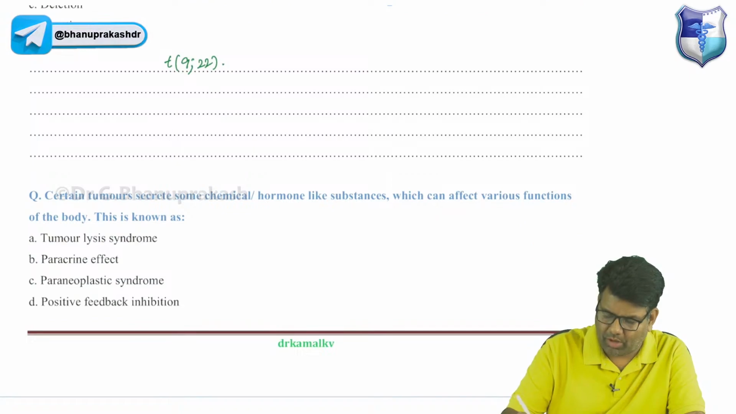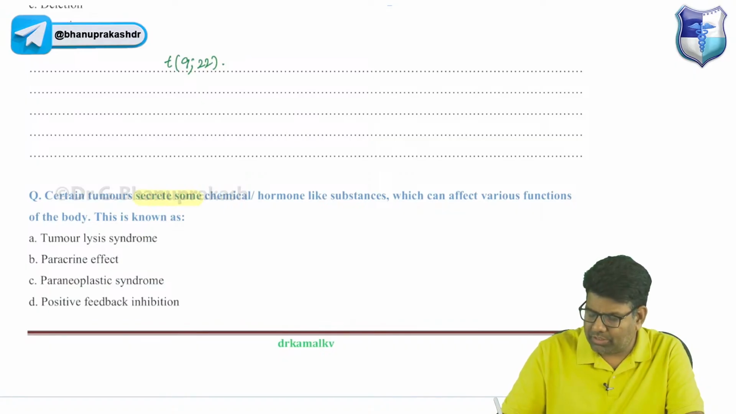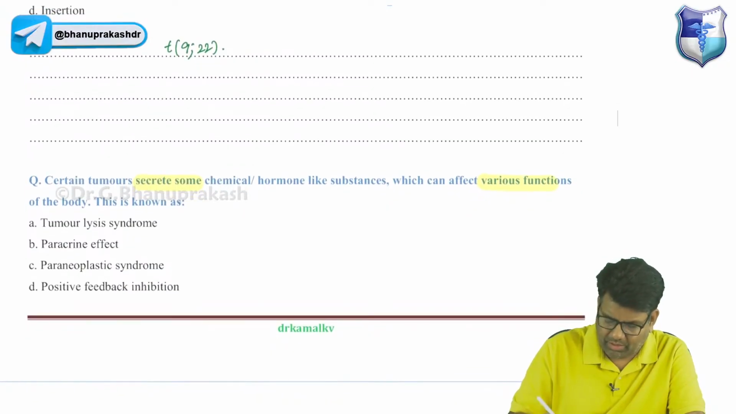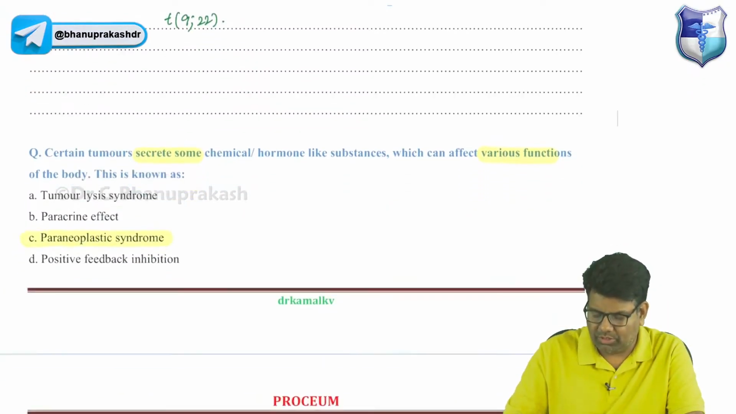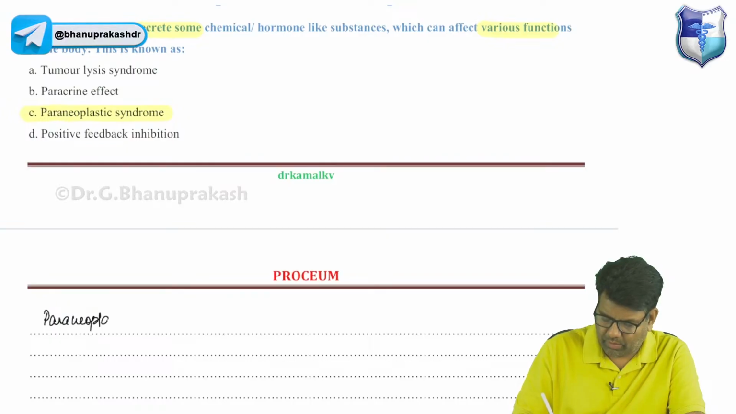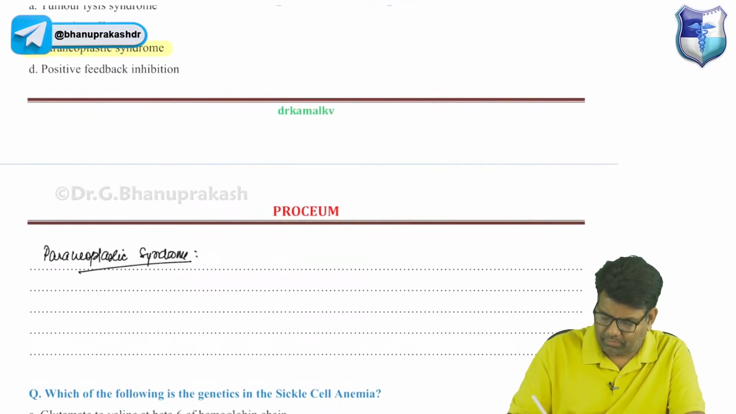Next question. Certain tumors secrete some chemicals or hormones which can affect various functions of the body. This is known as paraneoplastic syndrome. And to understand paraneoplastic syndrome, especially related to lung tumors, sometimes they release a hormone, a substance that is known as PTHrP.